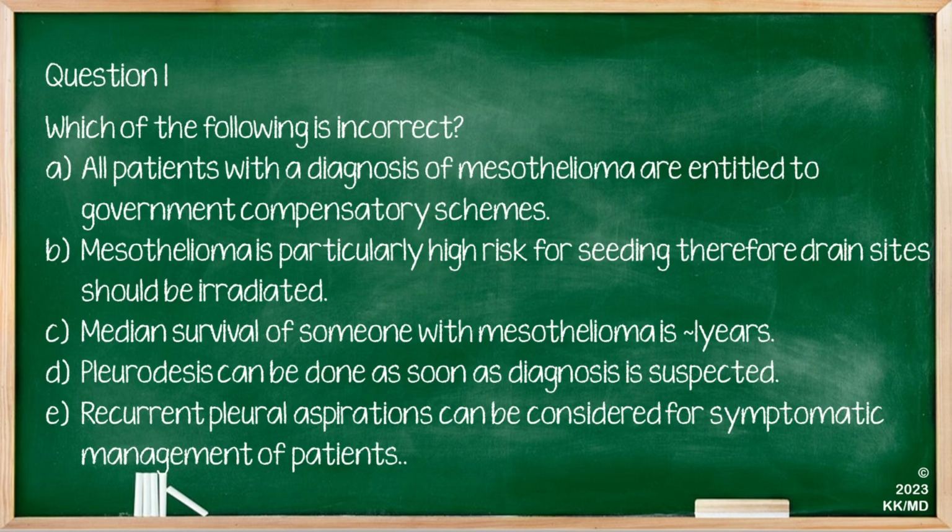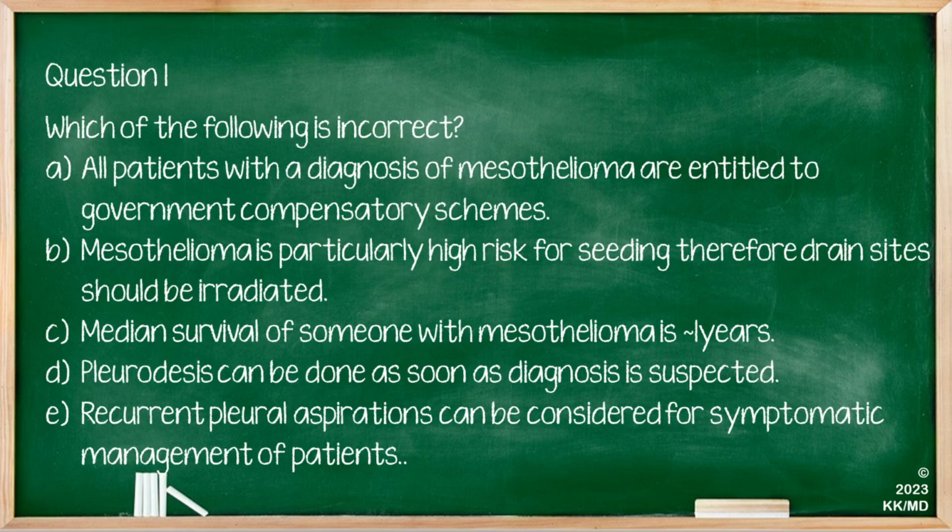Which of the following is incorrect? A. All patients with the diagnosis of mesothelioma are entitled to government compensatory schemes. B. Mesothelioma is particularly high risk for seeding, therefore drain sites should be irradiated. C. Median survival of someone with mesothelioma is 1 year. D. Pleurodesis can be done as soon as diagnosis is suspected. E. Recurrent pleural aspirations can be considered for symptomatic management of patients with mesothelioma.